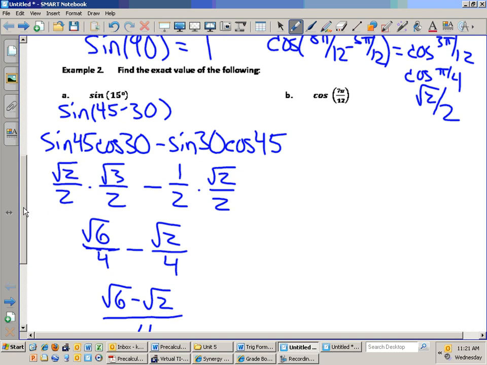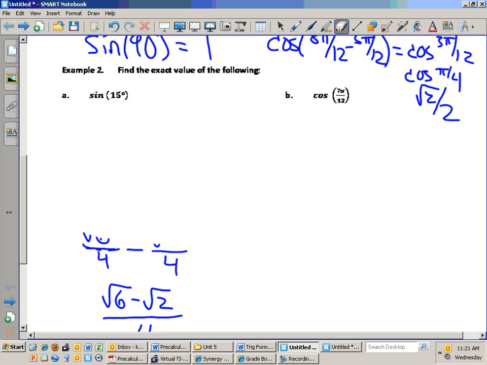Cosine of 7 pi over 12. A lot of people don't like that one because it's in radians. Well, just switch it to degrees if you don't like it. What's 7 pi over 12 in degrees?